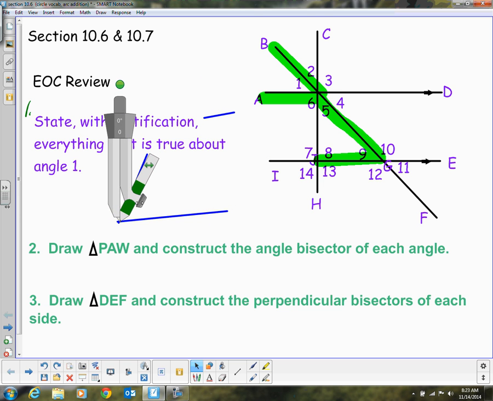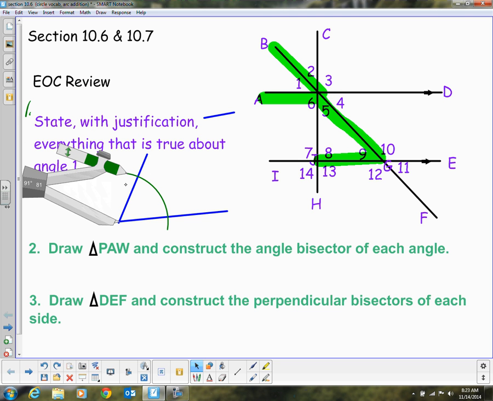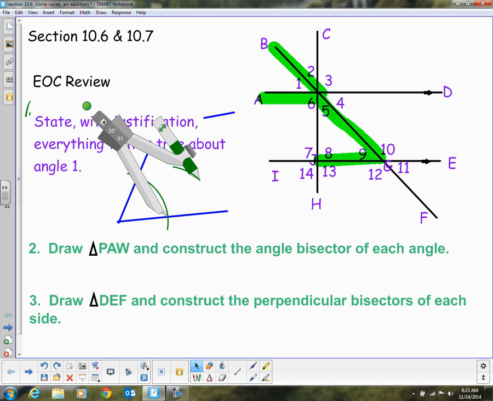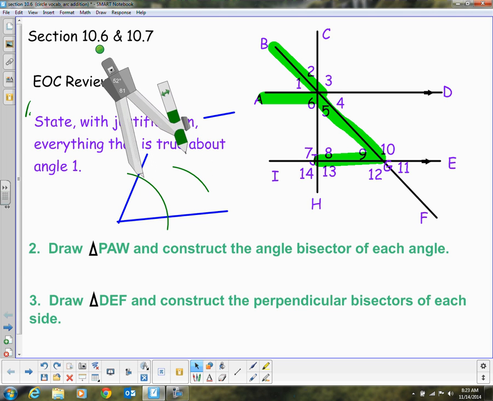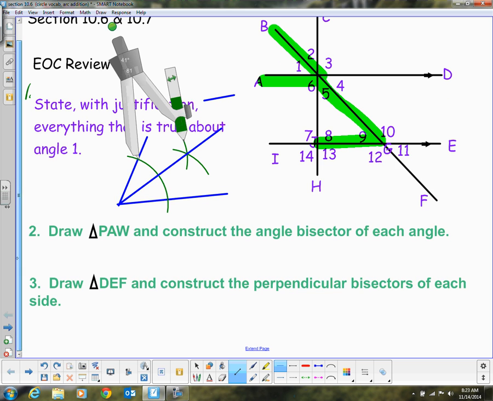you're going to put the compass point on the vertex. You're going to open it up. Now where do you put your compass point? We're going to move the compass point over here, and we're going to do an arc. And then we're going to move the compass point up here and do another arc. From here, that's an angle bisector. Now you're going to draw a triangle, and how many are you going to do of those? 3. What does a perpendicular bisector look like?